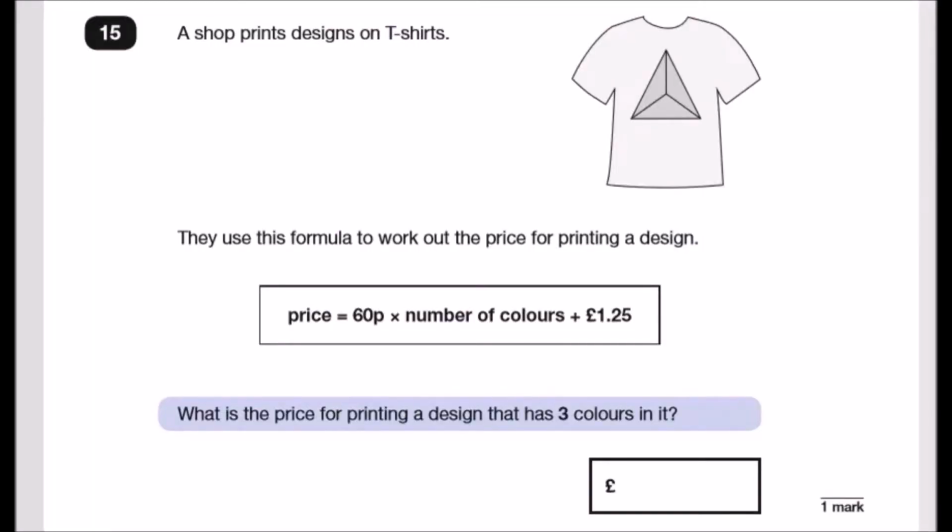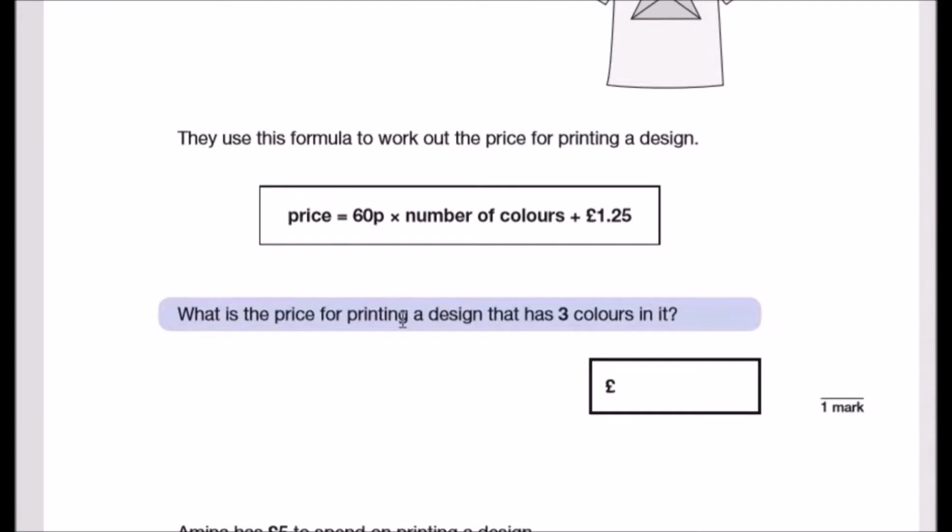Question 15. A shop prints designs on t-shirts which look strikingly, but not really, familiar to the pyramids in Giza, because it looks like a pyramid from a bird's eye view. So they use this formula to work out the price for printing a design. The price of the t-shirt is 60 pence times the number of colors used, plus an additional £1.25, probably for delivery or just getting the t-shirt itself.